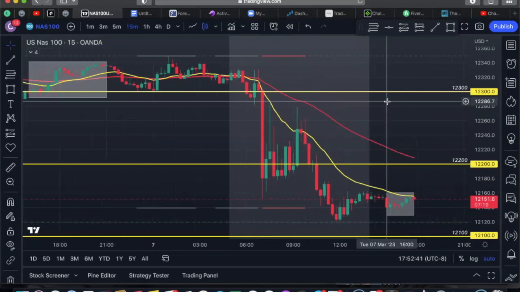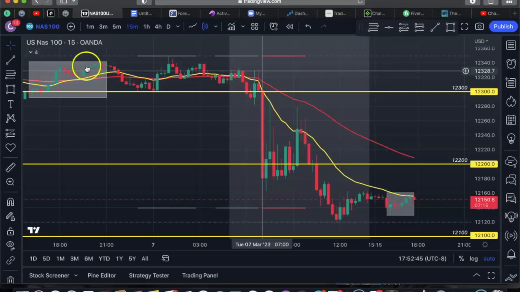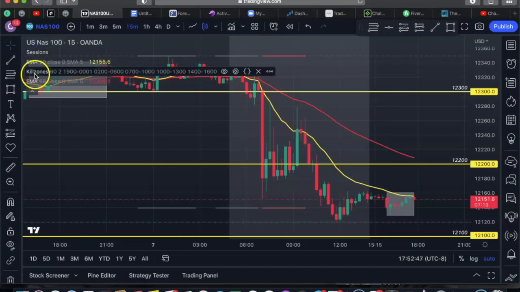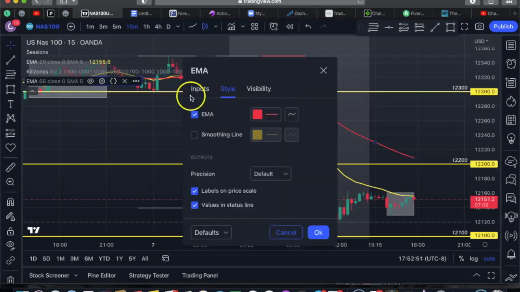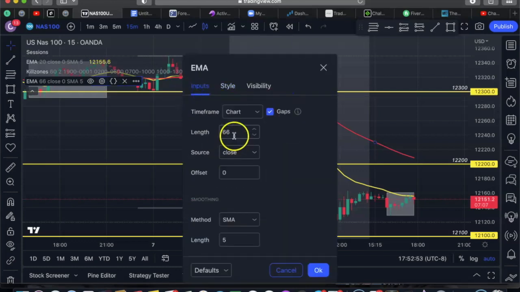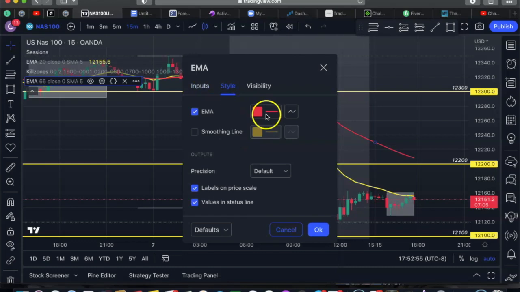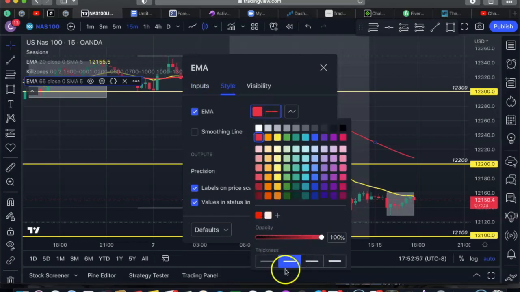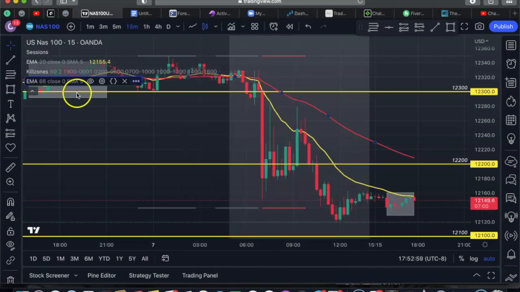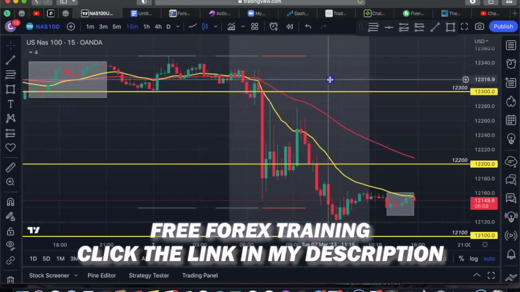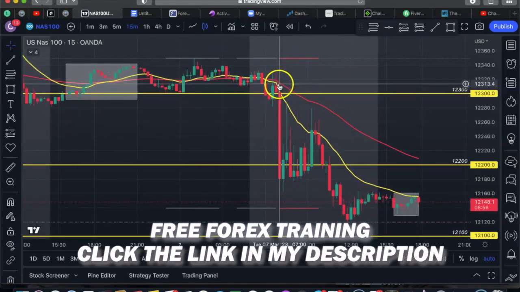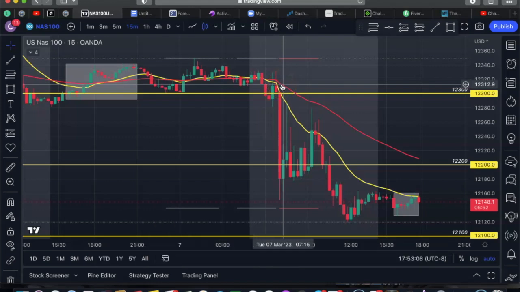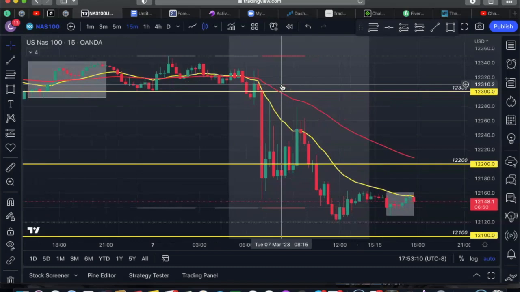66 EMA is pretty much the same exact thing, but it works on higher time frames like the hour, I've noticed. But for the 66 EMA, once you go to the settings on it, let me click it. Once you go to the inputs, you're going to make the length 66. Style, I have it in red. Opacity all the way up, thickness on number 2. And we can see that it kind of does the same thing. It wicks it.